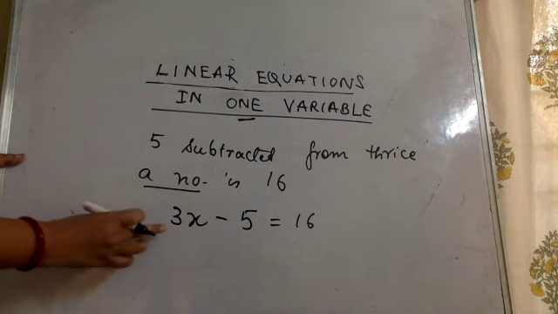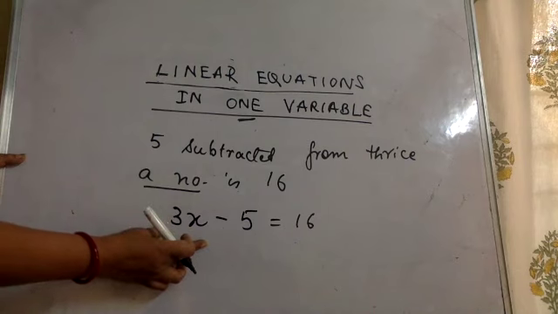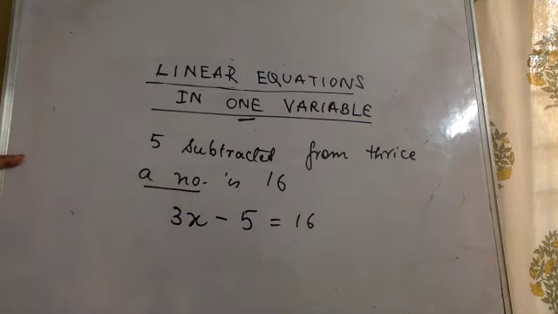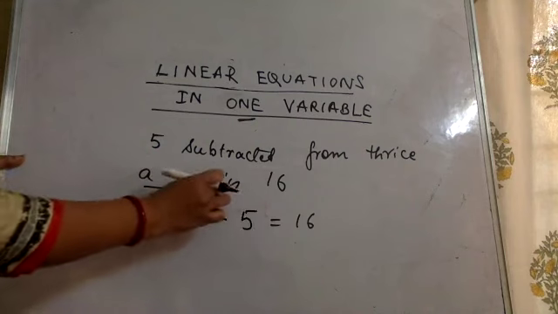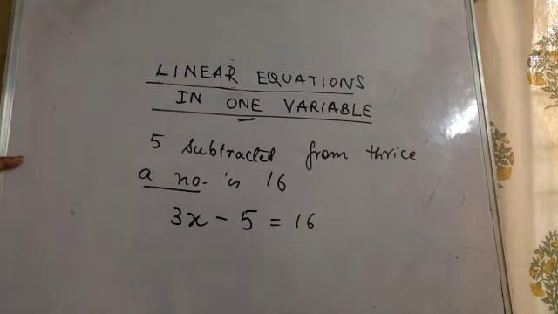So here we got the statement 5 has been subtracted from 3 times a number and then it equals 16. Here we use the word equals for is, and is 16. Okay, then the next one.